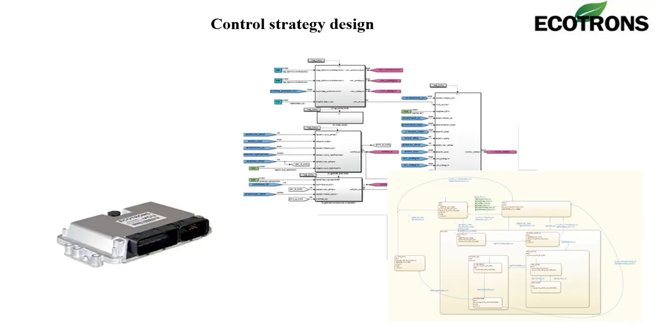Control strategy design for EV and hybrid vehicles can be implemented by using MATLAB Simulink directly, which saves engineering efforts and time with more user-friendly interface compared to C or other programming languages. Ecotrons provides its own Simulink library for its own VCUs.